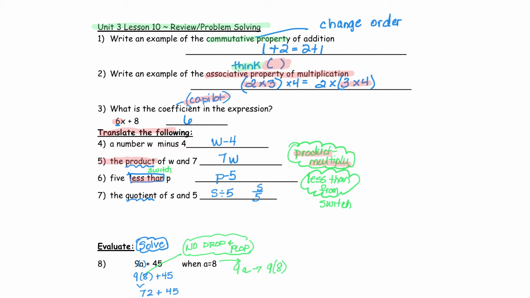Number 6, 5 less than P. The term less than is a switch word, so it would be P minus 5. Also, remember less than and the word from. Those are both what we call switch words, so be very aware of that. So again, number 6 was 5 less than P is P minus 5. Number 7, quotient implies division of S and 5, so it's S divided by 5.